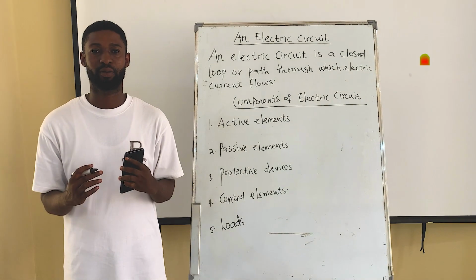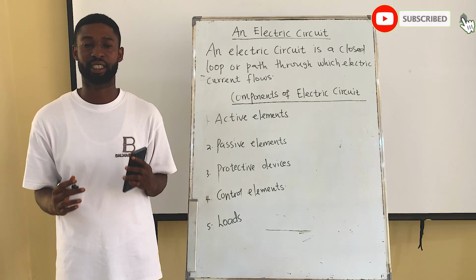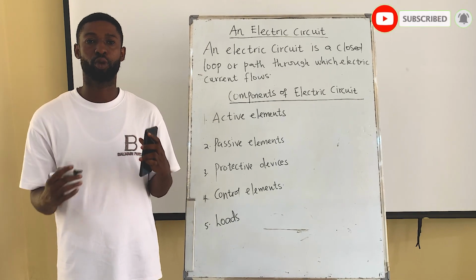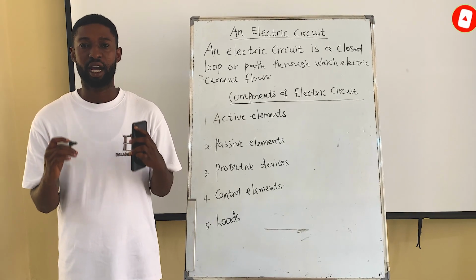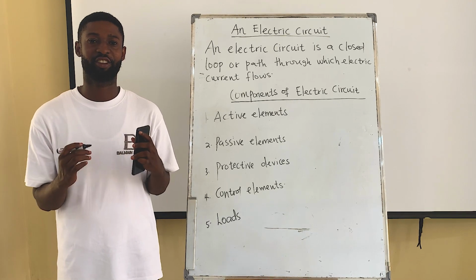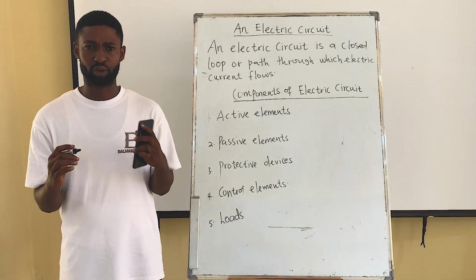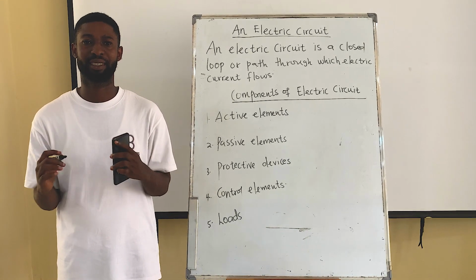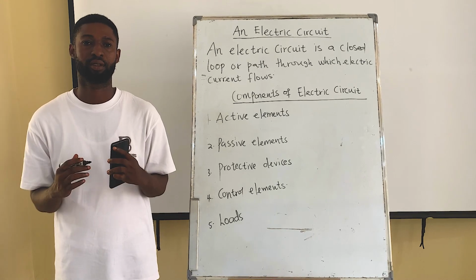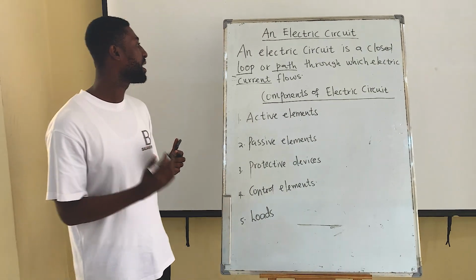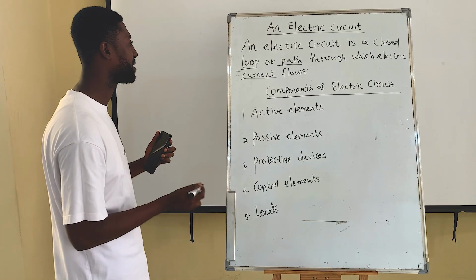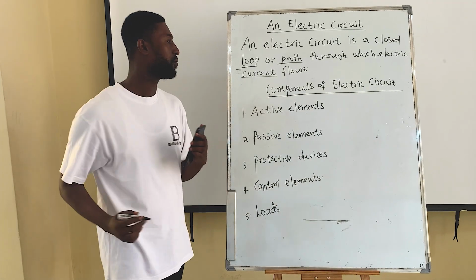In today's lesson, we are going to talk about an electric circuit. So we'll be looking at the various components of an electrical circuit, how to practically design an electrical circuit. Then we look at how to also represent the components with their respective symbols. An electric circuit is a closed loop or path through which electric current flows.